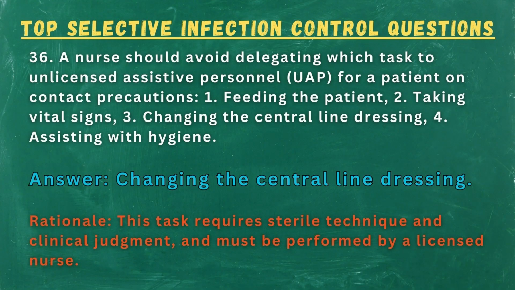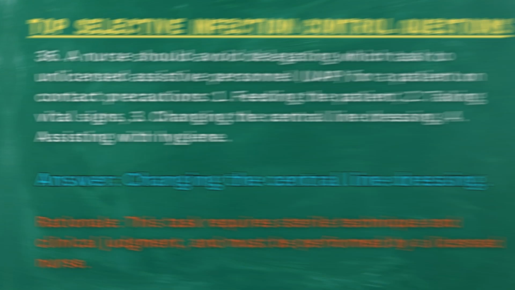36. A nurse should avoid delegating which task to unlicensed assistive personnel, UAP, for a patient on contact precautions? 1. Feeding the patient. 2. Taking vital signs. 3. Changing the central line dressing. 4. Assisting with hygiene. Answer: Changing the central line dressing. Rationale: This task requires sterile technique and clinical judgment and must be performed by a licensed nurse.